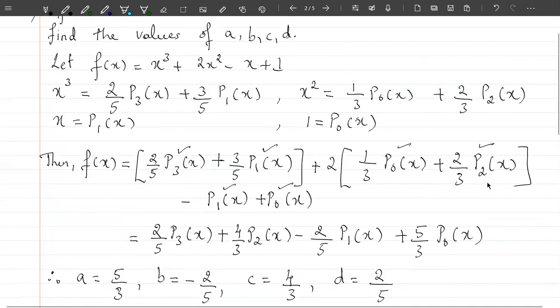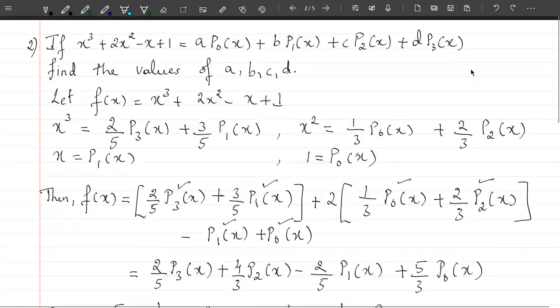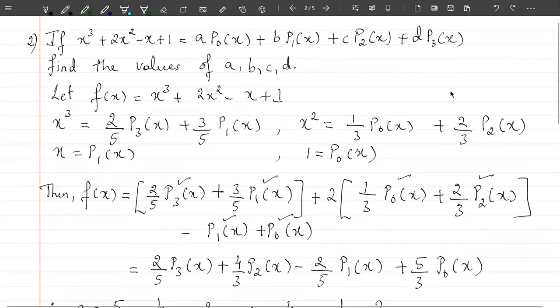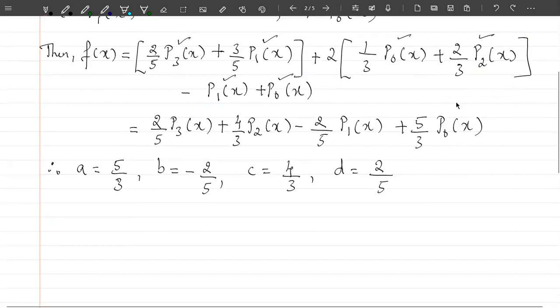What is a here? A is the coefficient of p naught of x. So the coefficient of p naught of x here is 5 by 3. A is 5 by 3. B is the coefficient of p1 of x, which is minus 2 by 5. C is the coefficient of p2 of x, which is plus 4 by 3. And D is the coefficient of p3 of x, which is 2 by 5.